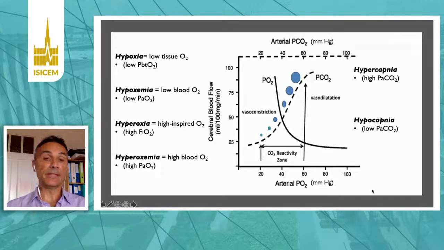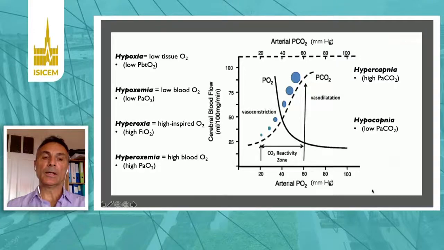I would start the presentation with a summary of definitions. On the left part of the screen, you see what we define as hypoxia, which is defined by low brain tissue oxygen. So to have it, you have to measure brain tissue oxygen. And what we are going to discuss here mostly is actually arterial PO2.